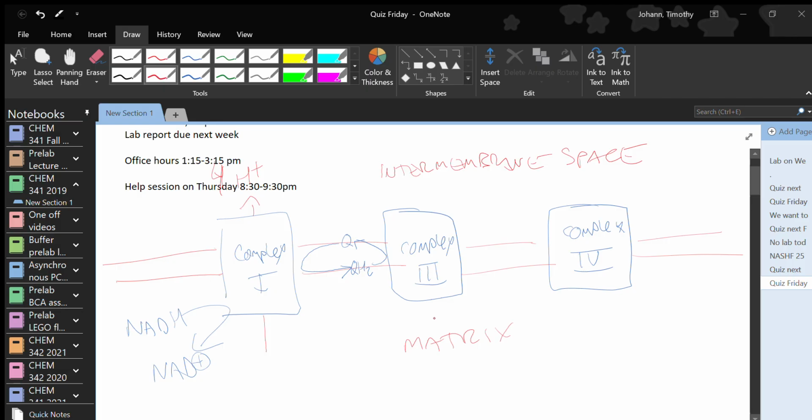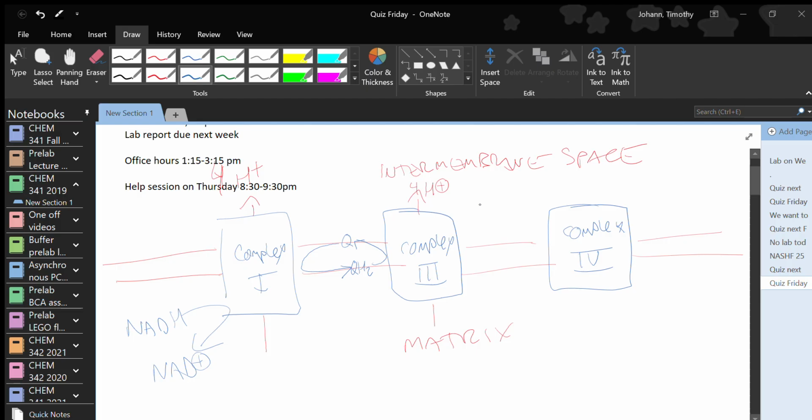Those electrons are going to go through complex 3. As they go through complex 3, some of that energy, as they go from higher to lower energy, some of that energy will be captured, and we'll pump 4 more protons across the membrane.